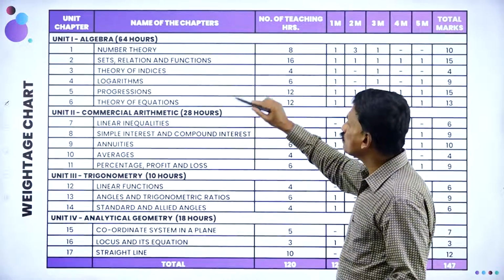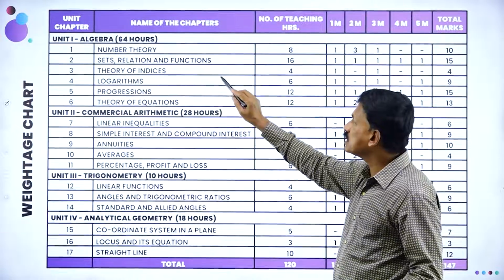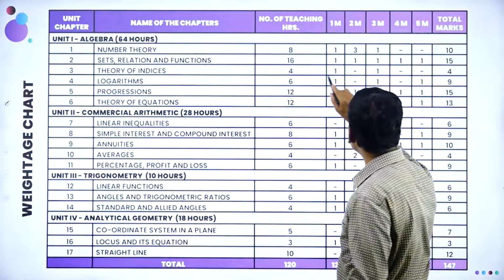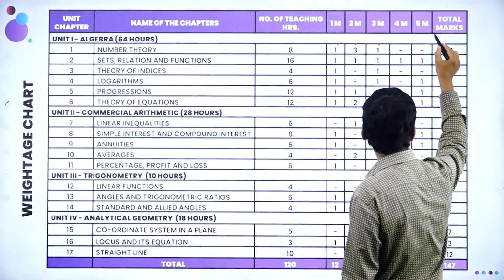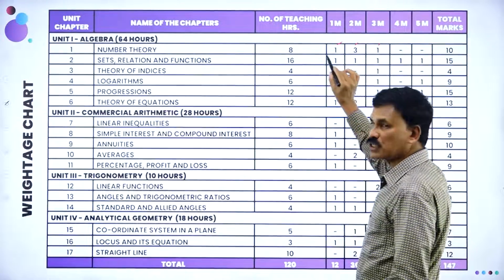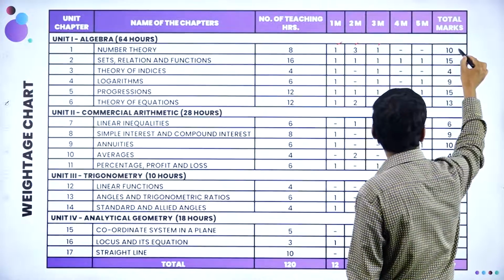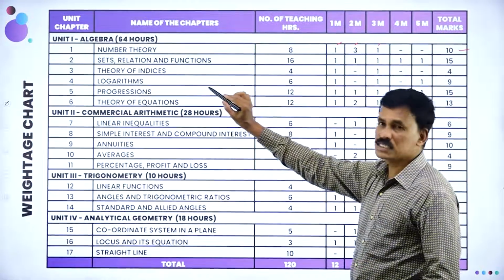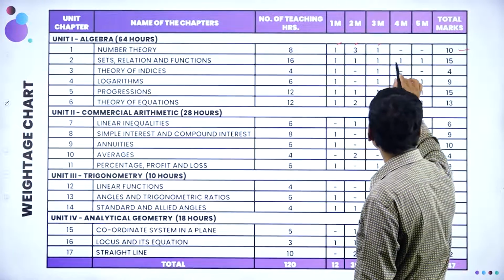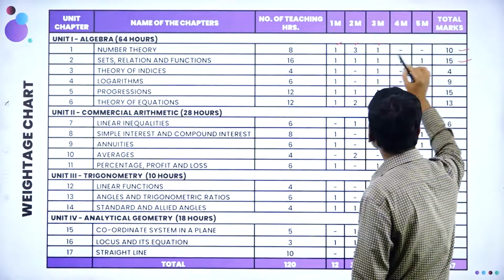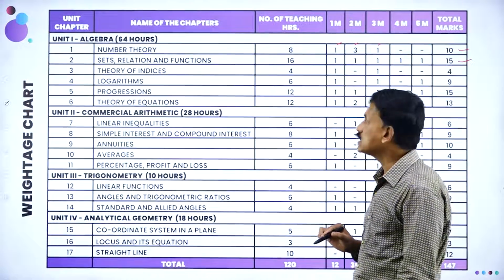For all the chapters, the blueprint will be like this. Number theory, that is in algebra, we will have 1 mark question, 2 marks question, 3 marks question. So no 5 and 4. So only 1 mark, 3 marks and 2 marks questions, totally 10 marks. For sets, relations and functions, you will have 1 mark question, 2 marks, 3 marks, 4, 5. All types of questions are there in sets, relations and functions.